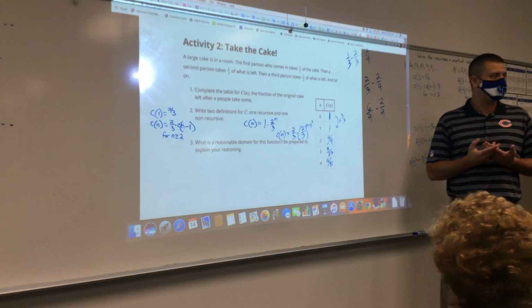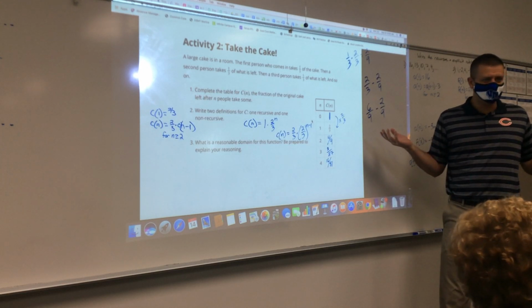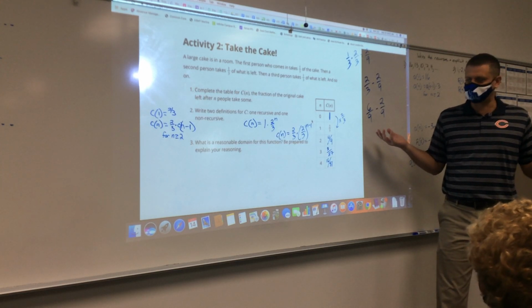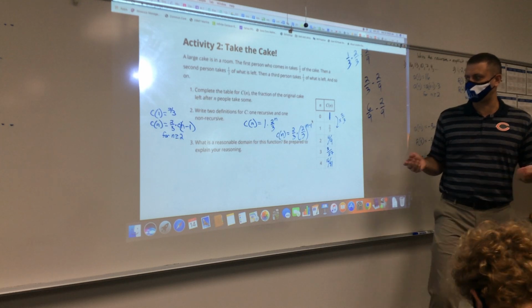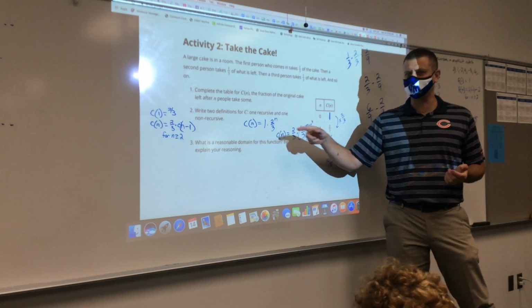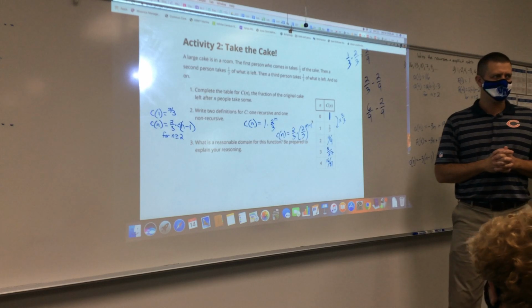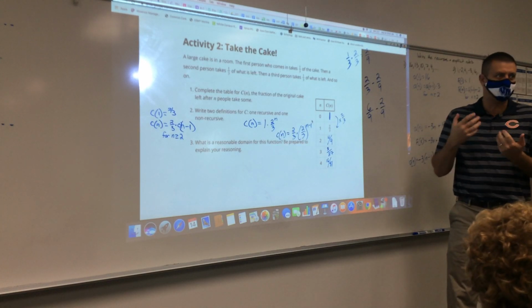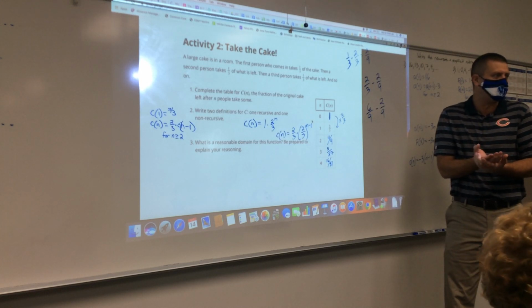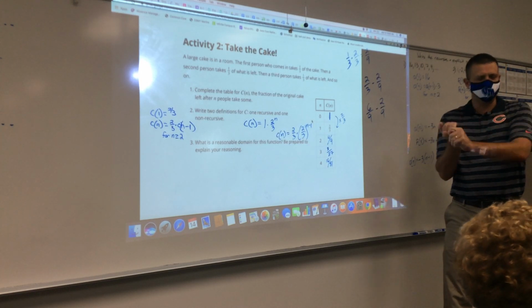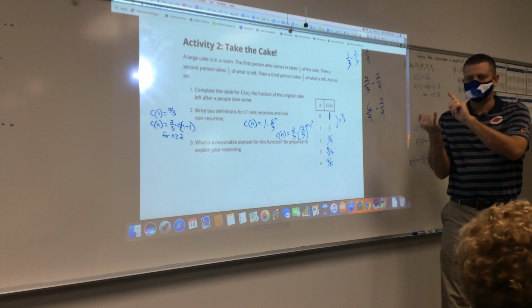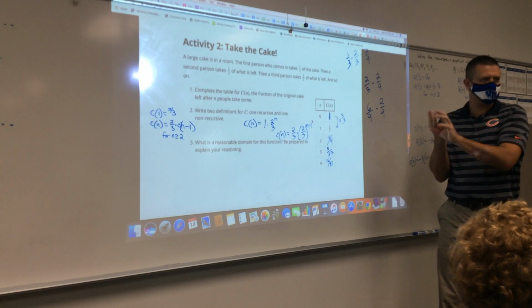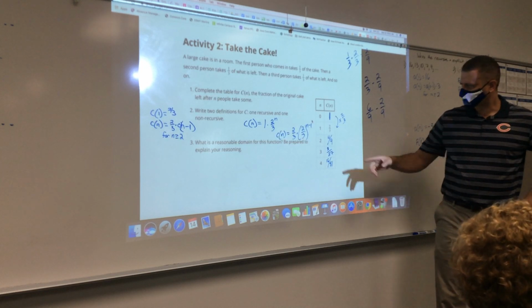Can you plug in negative numbers? No. Why not? You can't have a negative person. Can I plug in fractions or decimals for N? No. You can't have a part of a person. Can't have a fraction of a person. Either a person comes in and takes their third or they don't. So we can't have negatives, we can't have fractions or decimals.